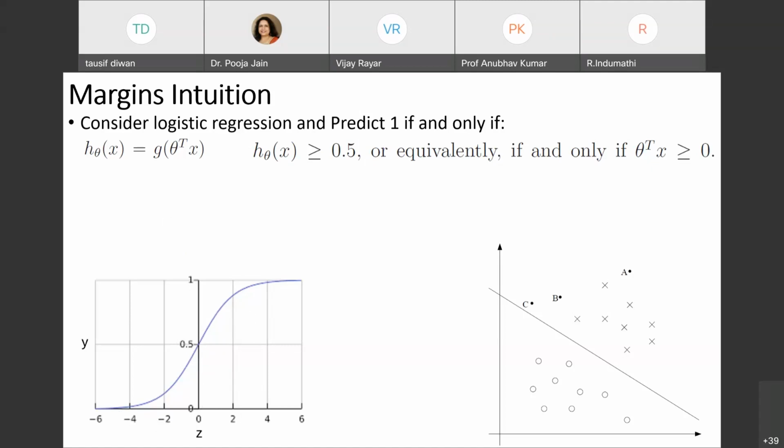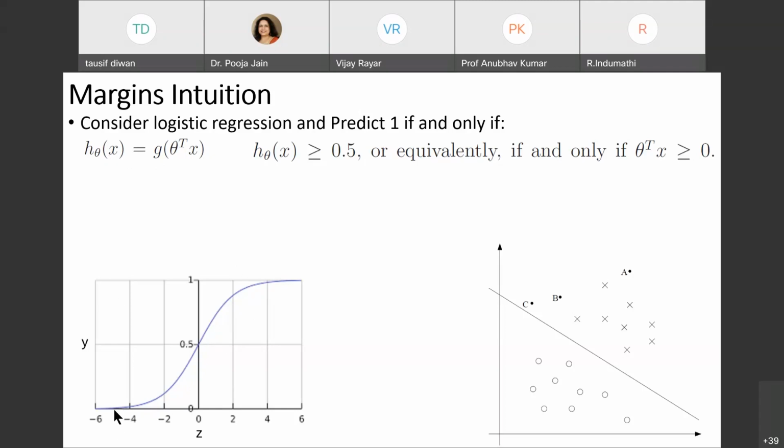Now the confidence comes into the picture. What do we mean by confidence? Just consider that if the value of g of theta transpose x is 0.9, somewhere around here, it means that we are very much confident that this sample x belongs to class 1. Moreover, if g of theta transpose x is 0.1, very close to 0, then we are very much confident that this sample x belongs to class 0.